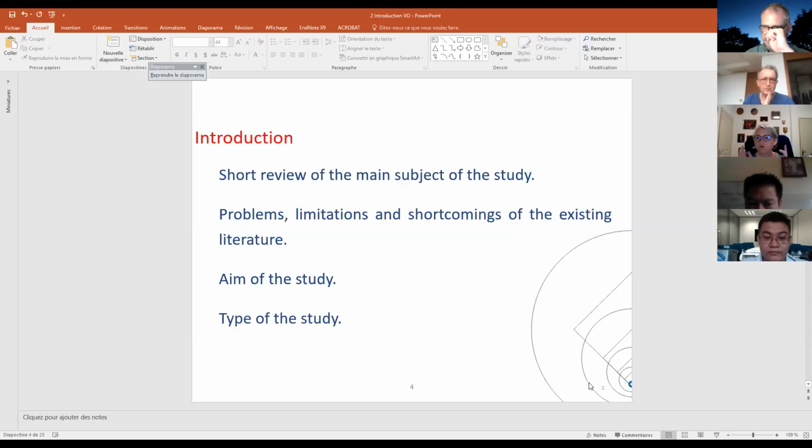Yes. And so what's in this introduction that has to be perfect? Well, you give a short review of the main subject of the study. Remember what we saw on the PDF? Crocodile pseudomalia was found in Laos in 1999. And so we're wondering what it's like now, 10 years later. Then the problems, the limitations, and the shortcomings of existing literature.